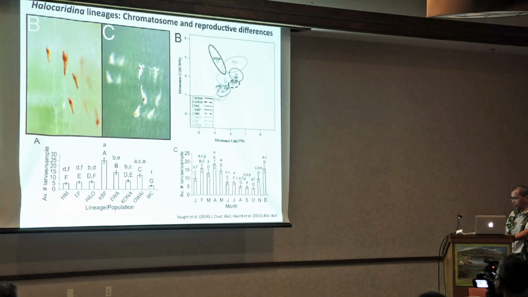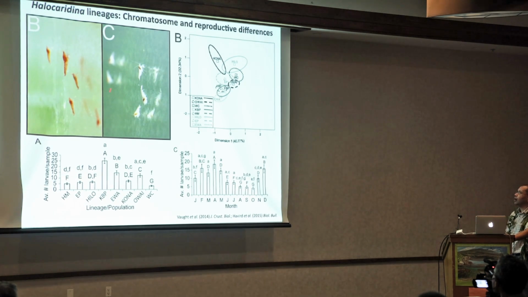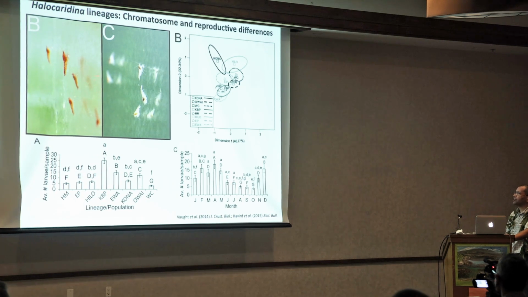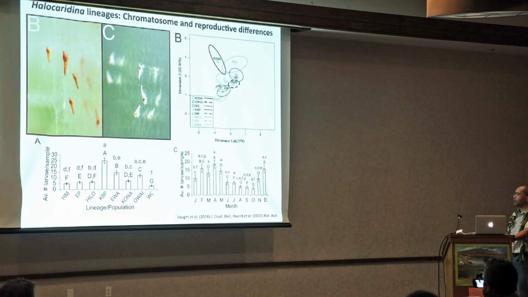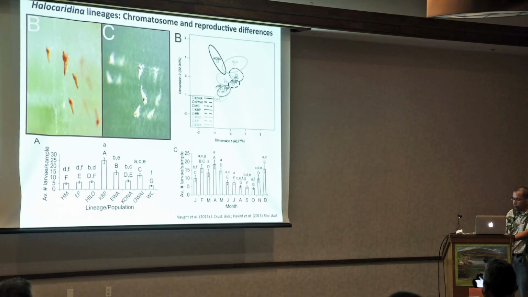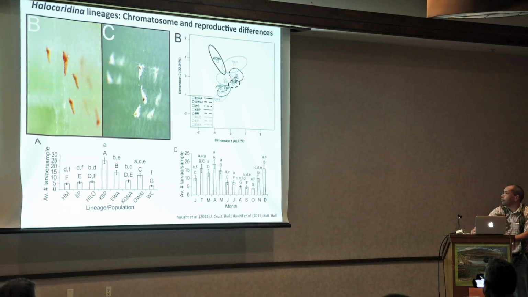And not only do you see that when it comes to things like the coloration of their bodies, which you can see here is very well separated from lineage to lineage, but also in things like the number of larvae that are produced per group per year, or the differences that you find across different months. What you find is that these shrimp are genetically differentiated from each other, break to break.